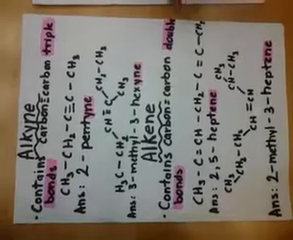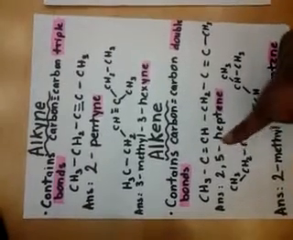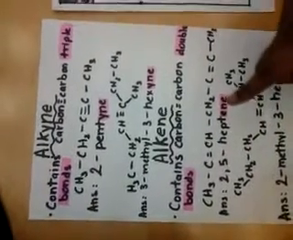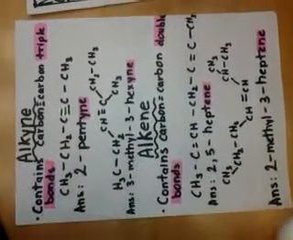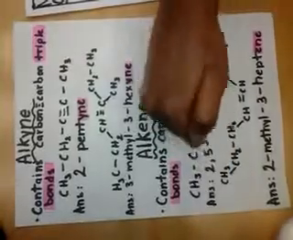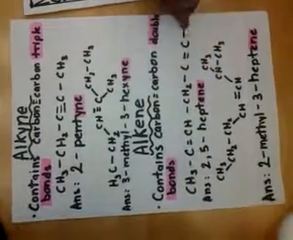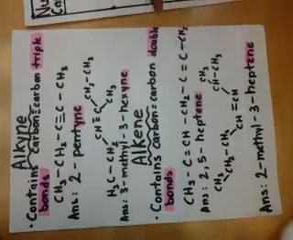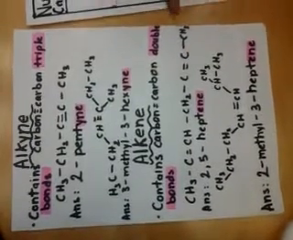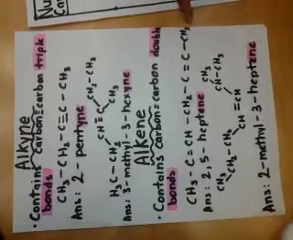For alkanes, it contains... alkenes contain carbon-carbon double bonds. In this example, there are 1, 2, 3, 4, 5, 6, 7 carbon atoms, so you use the prefix hept. And since it's alkenes, you use the ending ene, so heptene.